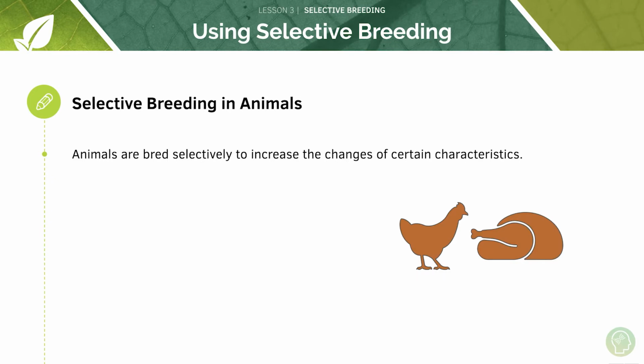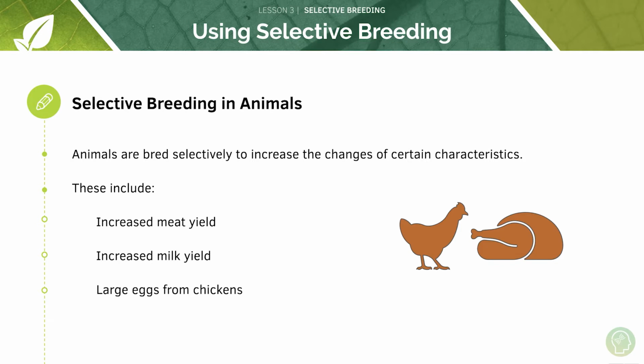Now, animals are bred selectively to increase the chances of certain characteristics. These might include increased meat yield, increased milk yield, large eggs from chickens. So similar ideas between animals and plants. We're looking at yields or quality of the product. Also, desirable characteristics in domestic dogs can be bred for, such as a gentle, more docile nature.